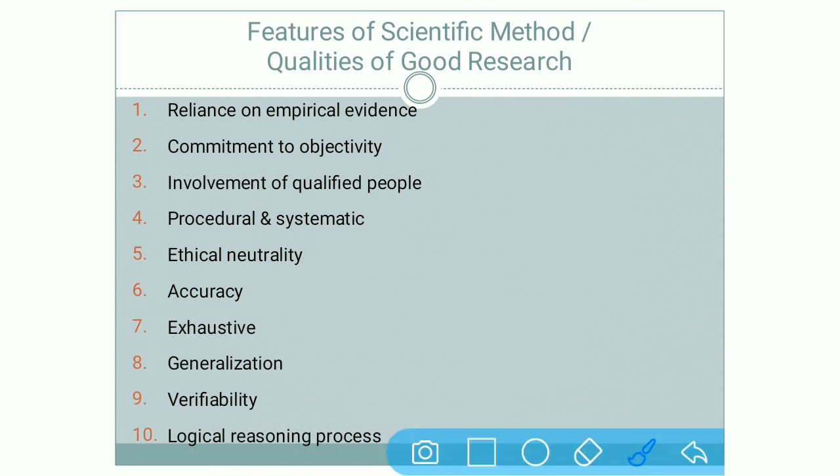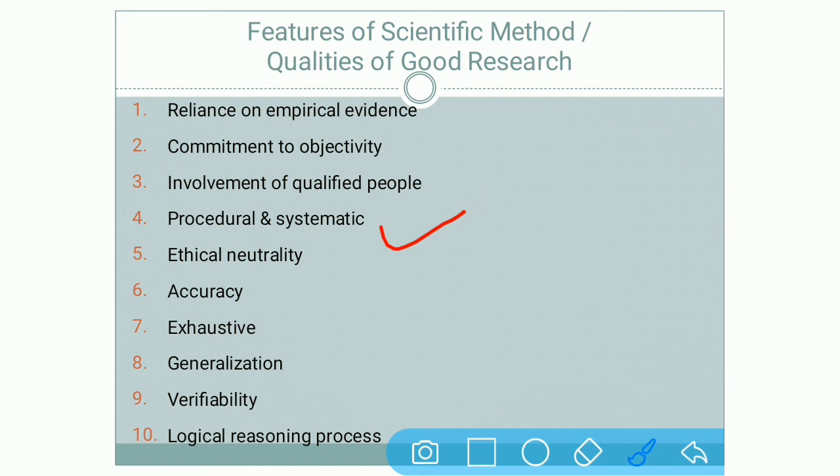Number 4 is procedural and systematic. As I said earlier also, it goes step by step. That's why it's a systematic and procedural method. How? Again repeating it. Firstly, you have to identify the question on which you want to do research. Number 2, you have to identify the persons on whom you want to do research. Then number 3, you have to identify the area where exactly you want to conduct the research.